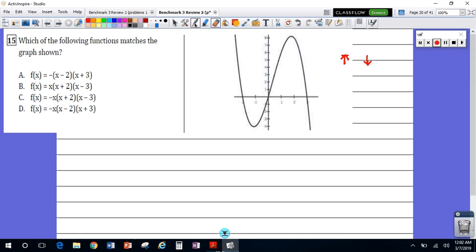Okay, it means here the leading coefficient should be negative, and the exponent should be odd. Right. So what are these points? This is negative 2, and this is 0, and this is 3.